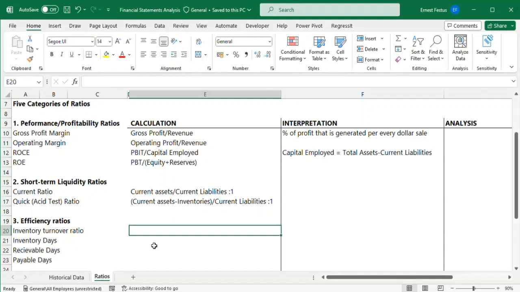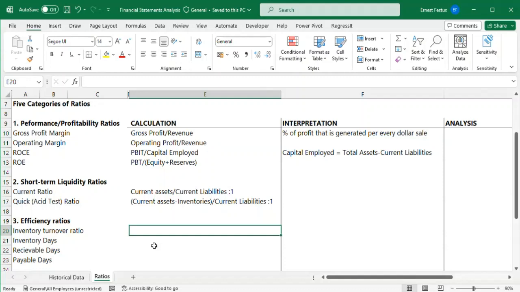So first of all, what is the efficiency ratio? Efficiency ratios are those ratios that are concerned with our current assets, how quickly our current assets are moving in and out of the business. So that is what the efficiency ratios are all about.